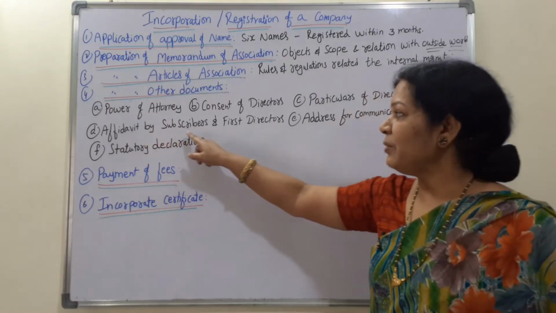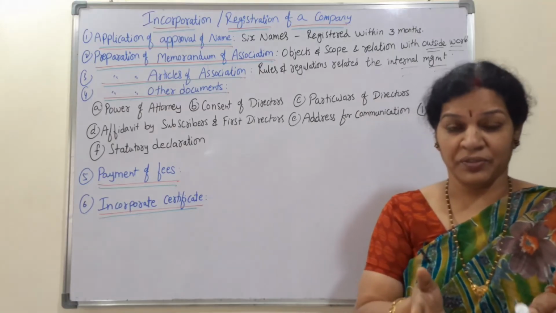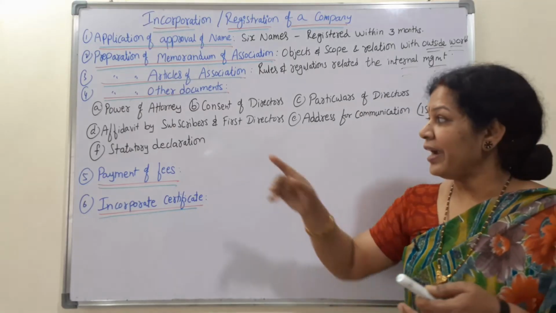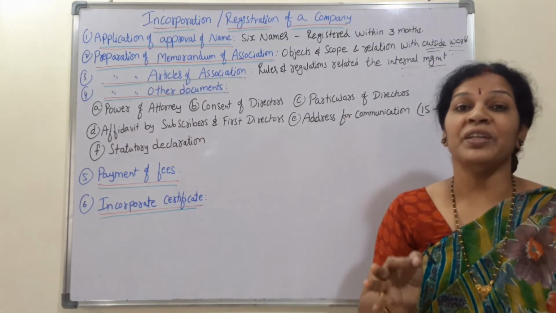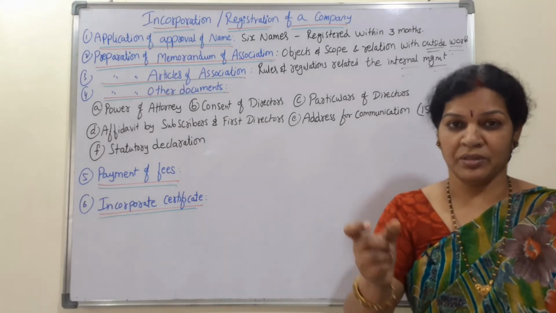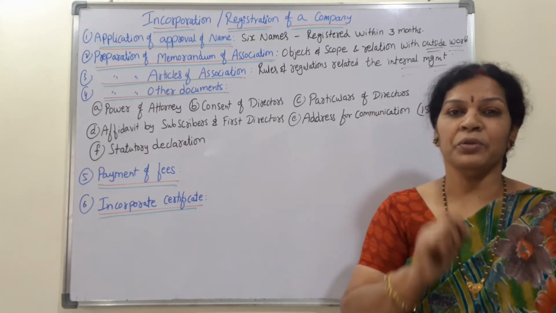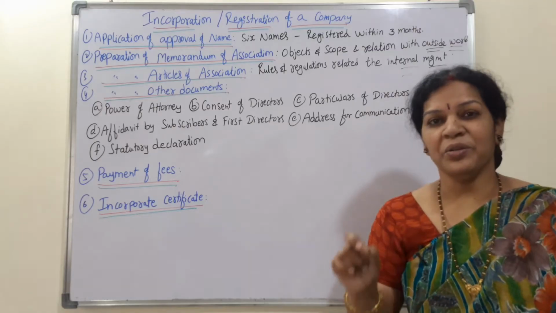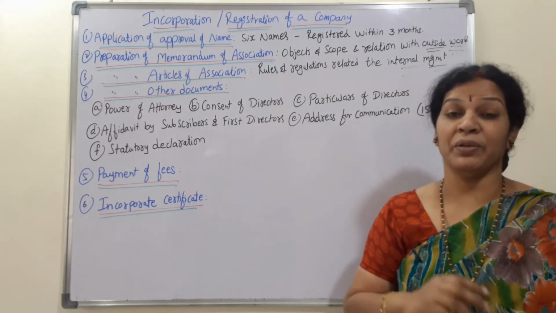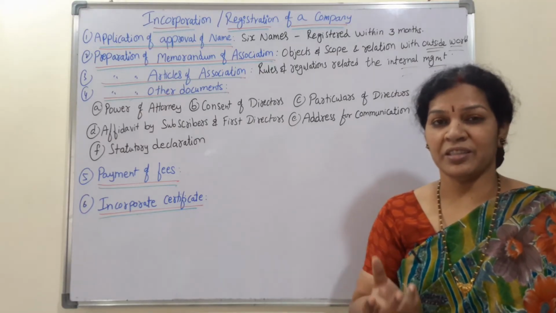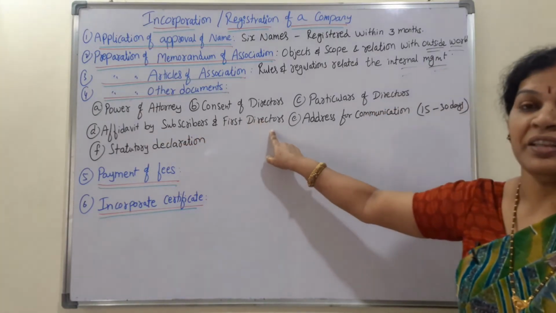Then after that, affidavit by the subscribers and first directors. First directors means those who are appointed as the directors of the organization, and subscribers, who are the beginning subscribers. Both of them have to submit the affidavit. Affidavit, you know, is available in the court of law. If you go to any court and ask for an affidavit, they'll register and give you an affidavit paper. There they give the declaration that they are going to work in this company willfully, and their consent and everything should be mentioned very clearly in the affidavit.